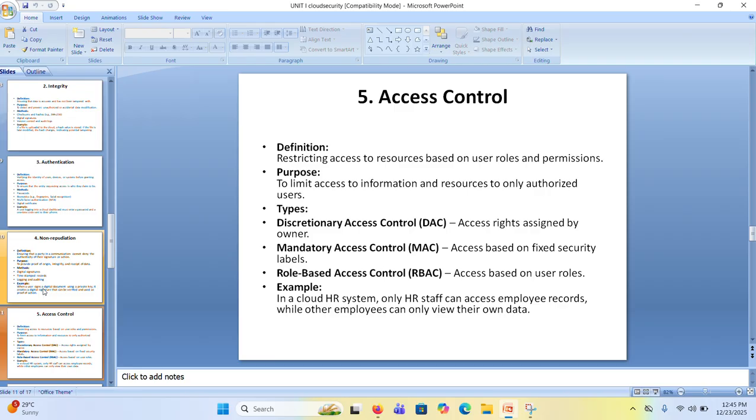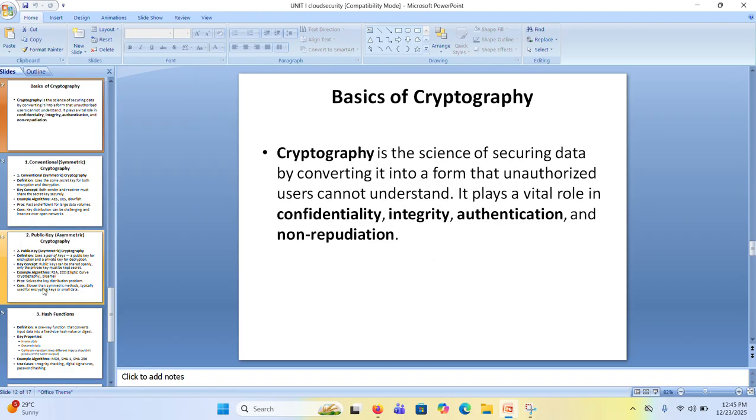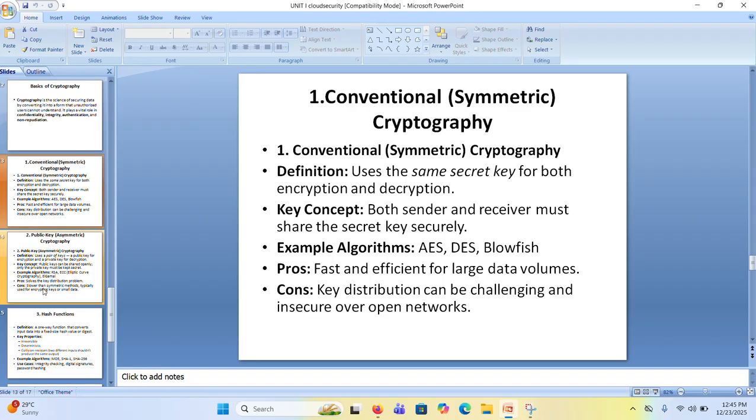And basics of cryptography: cryptography is the science of securing data by converting it into a form that unauthorized users can't understand. It plays a vital role in confidentiality, integrity, authentication, and non-repudiation. In conventional cryptography, we use the same secret key for both encryption and decryption. The key component is that both sender and receiver must share the secret key securely. For example, DES and AES. Pros: fast and efficient for large data volumes. Cons: key distribution can be challenging and insecure over an open network.